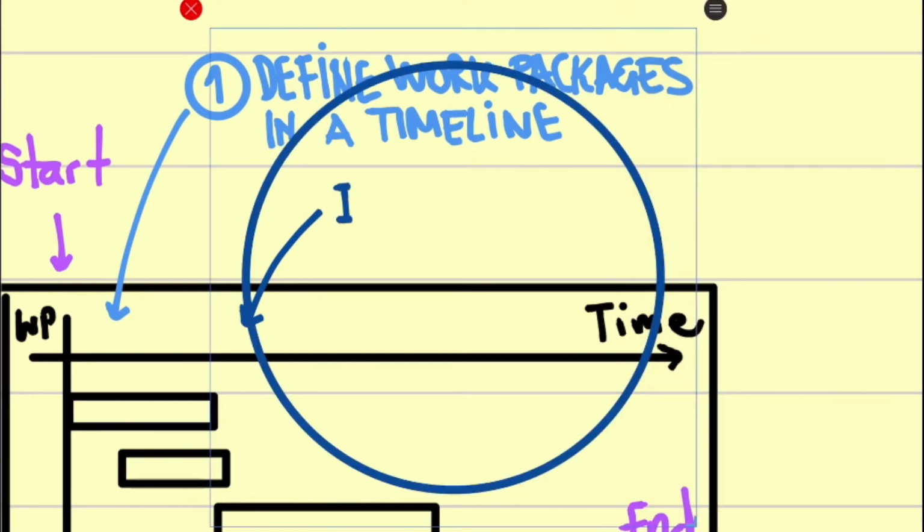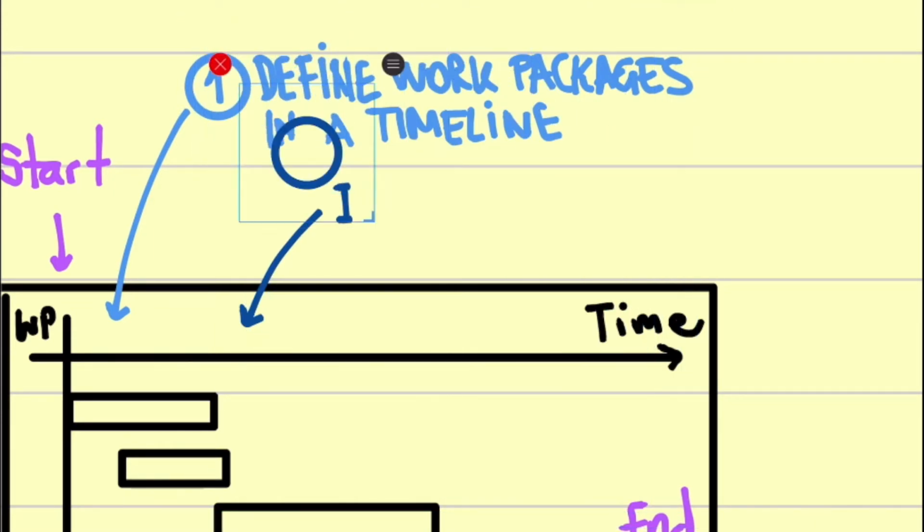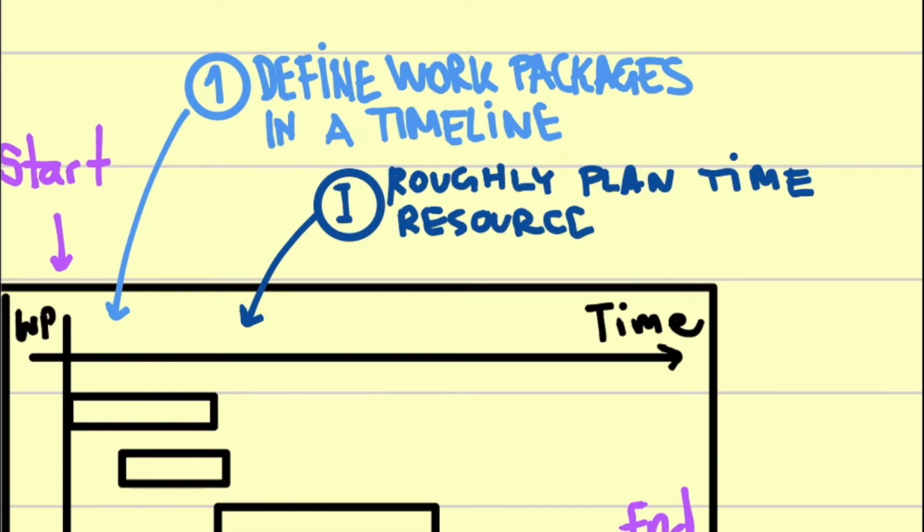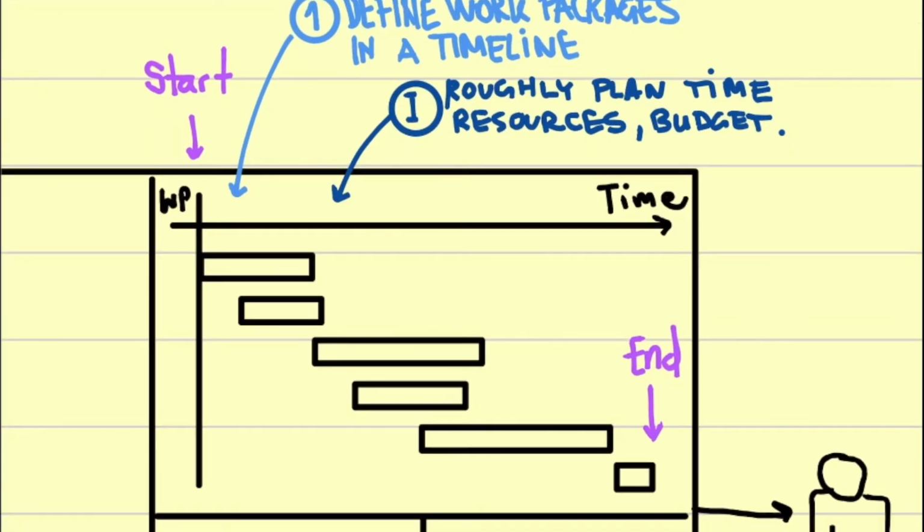So here what we do is we roughly plan the timeline, resources, and let's say money, okay, budget. Okay? So you cool with that?